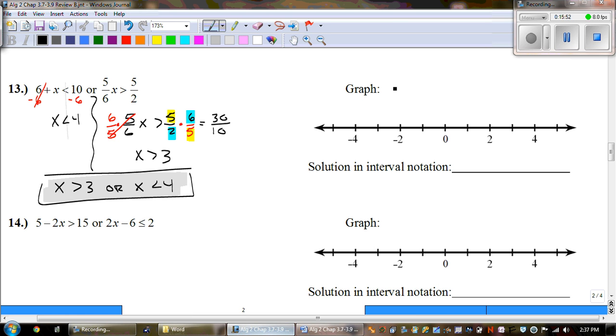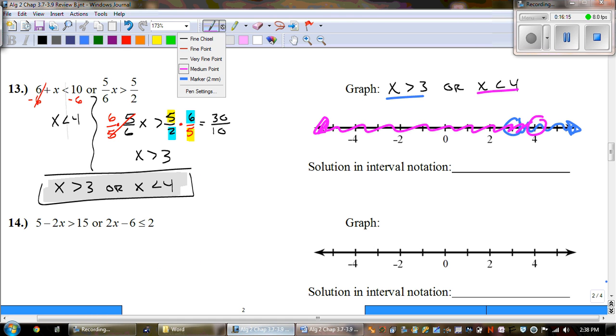So that's what we're going to graph. We're going to graph x is greater than 3 or x is less than 4. So x is greater than 3. I'm open and I shade to the right. There's our first one. And now x is less than 4. And then I shade everything to the left. So what would that be in set notation or interval notation? Well, yeah, it starts at negative infinity and it goes to positive infinity.